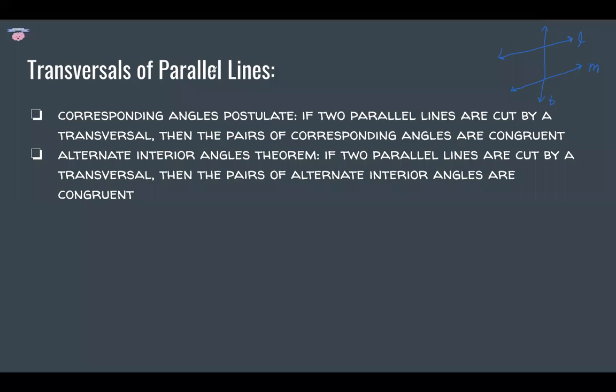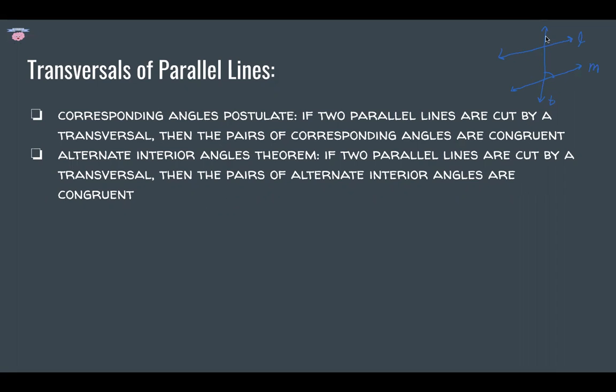But first, the theorem itself. It says if two parallel lines are cut by a transversal, same thing, then the pairs of alternate interior angles are congruent. So we said that this and this was a pair of alternate interior angles. Now we know that they're congruent, but how do we know that? Well, we have to prove it.